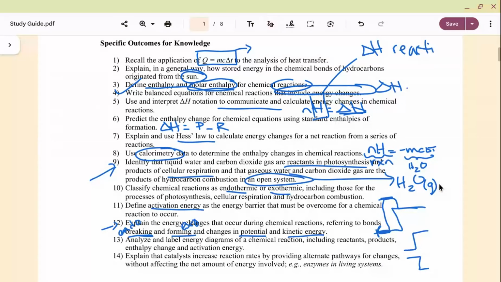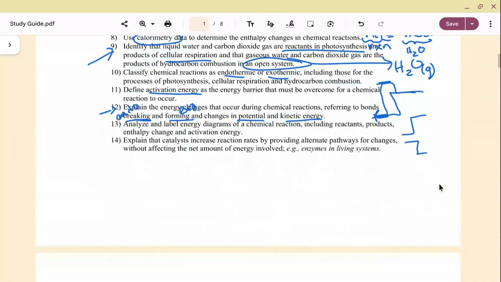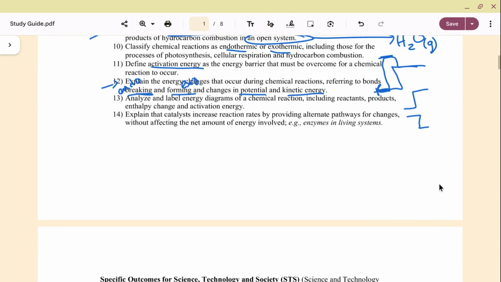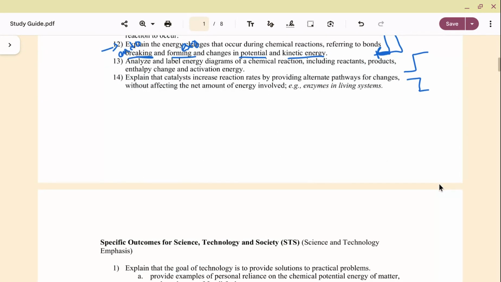Moving on, I keep saying moving on, but there's just a lot here. We also want to know what catalysts do, and that enzymes is a special name for catalysts. And if you're in bio, that probably would make a little bit more sense. And how it just creates a faster pathway for that energy to take place. So it lowers activation energy.